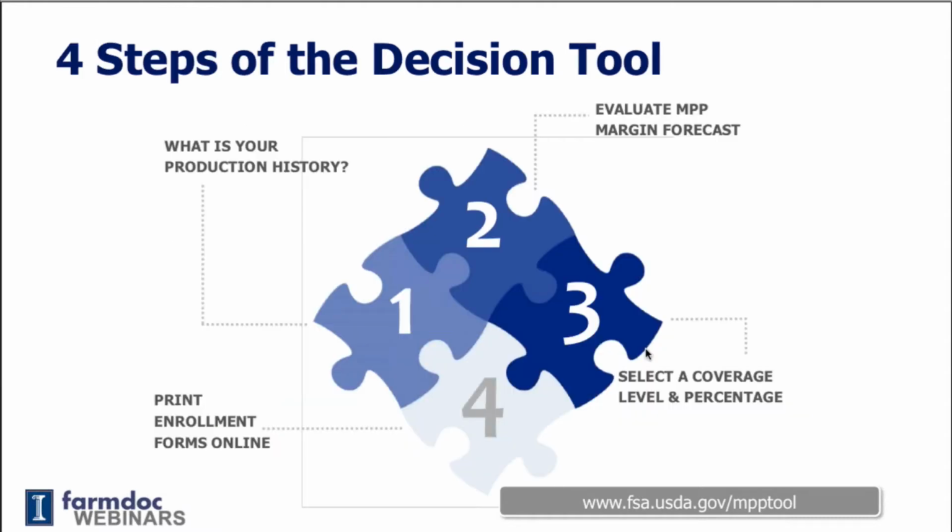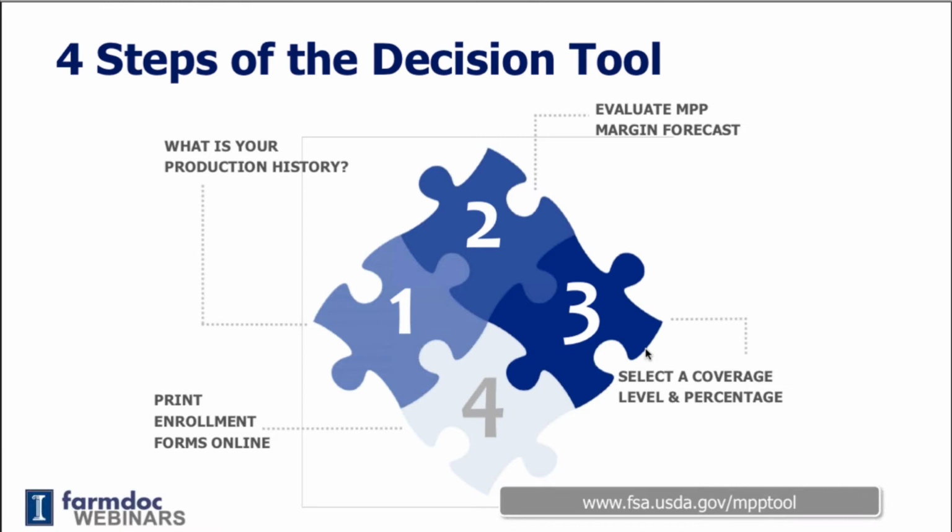So the 4 steps of the tool. 1, what is their production history? They enter it in the tool, and then they're able to evaluate a margin forecast. The margin forecast that we provide in the tool is updated every day, and it's based on market anticipated risk in milk and feed markets.